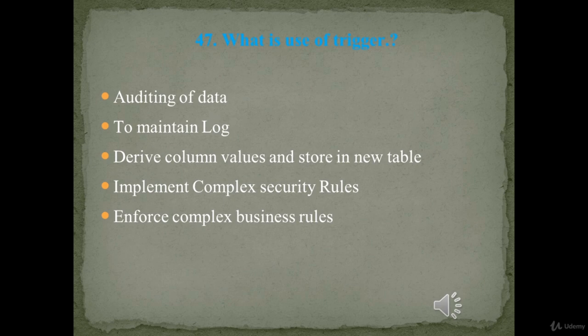Auditing of data, to maintain logs, derive column values and store in a new table, implement complex security rules, enforce complex business rules. Okay, so repeat it again with me. What is the use of a trigger? The first one, auditing of data. Second one, to maintain logs. Third one, derive column value and store in a new table. Fourth one, implement complex security rules. Fifth one, enforce complex business rules. What is the use of a trigger? Auditing of data, maintain logs, derive column values, implement complex security rules, enforce complex business rules.